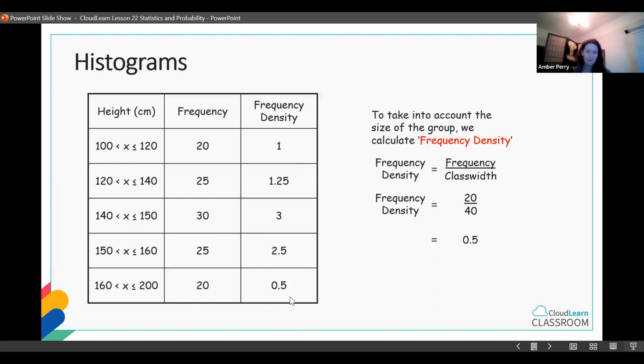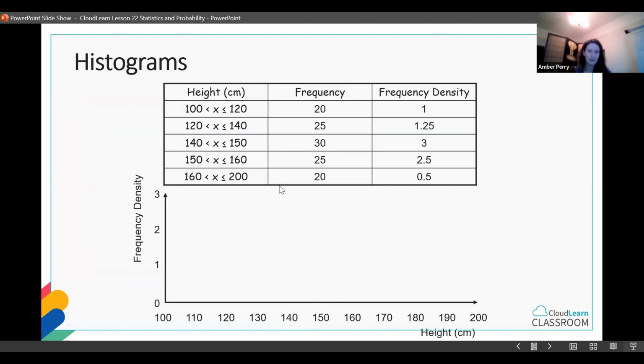So frequency density, really important when you're drawing a histogram, you must calculate that first. Don't forget about frequency density. If you just go ahead and plot this against this, you'll get 0 marks. And histograms tend to be worth 4 or 5 marks, okay? So really make sure that you do remember to get that, and then you plot that against this, okay?